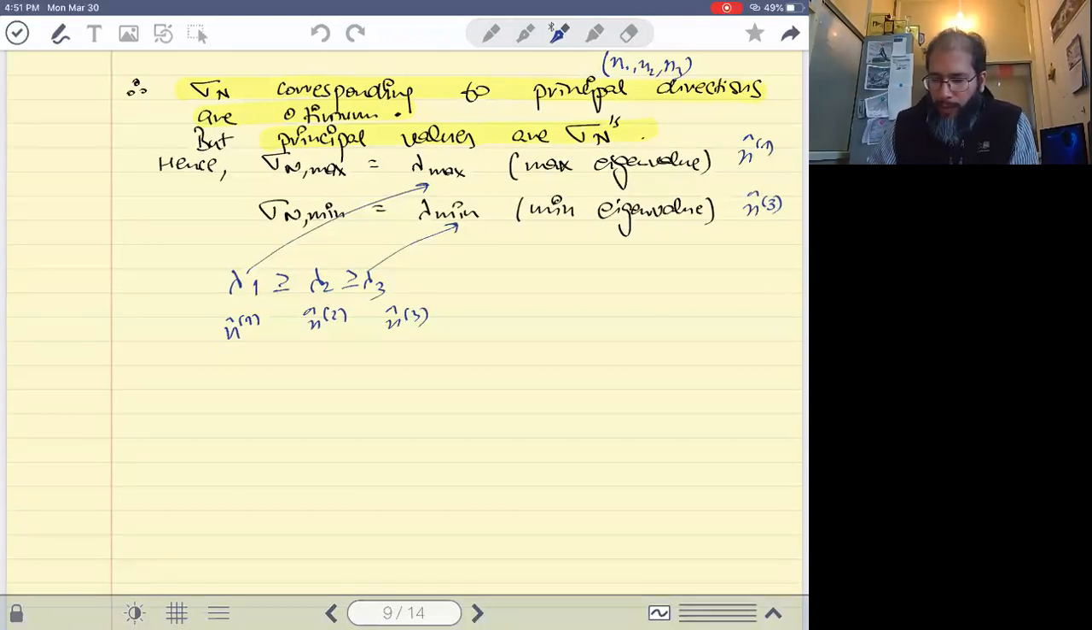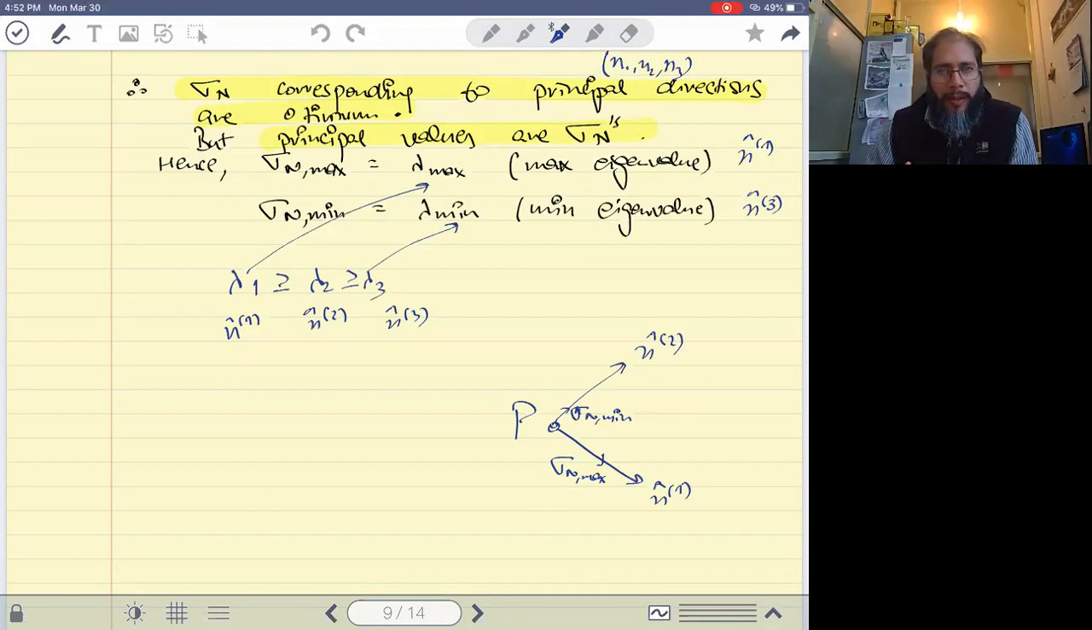That's it, job done. So at the point P, we have found those two directions for which we get maximum normal stress and minimum normal stress. You take any other direction of n, the sigma n values that you will get will be between these two values. So I hope that this is clear.